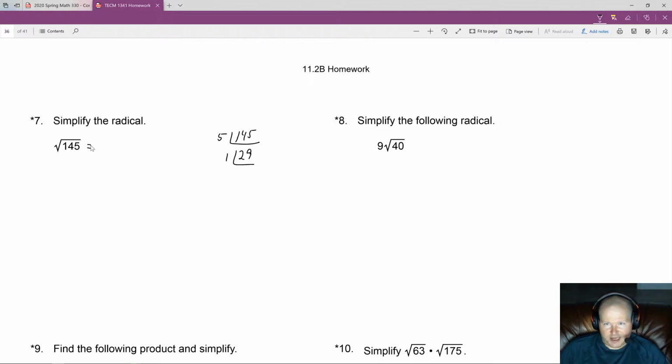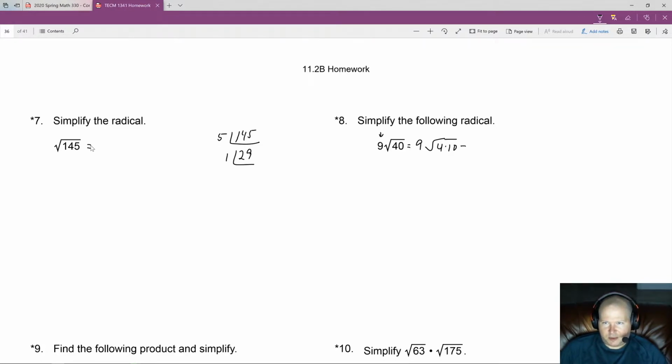Simplify the following radical. Okay, we're going to leave this 9 in front of it, but I'm going to mainly focus on what's underneath. So I can leave the 9, and the square root of 40 is 4 times 10. I can divide 40 by 4, and that leaves me a 10.